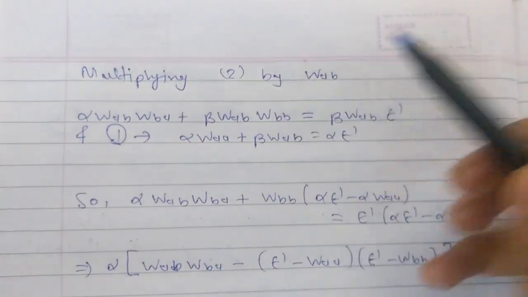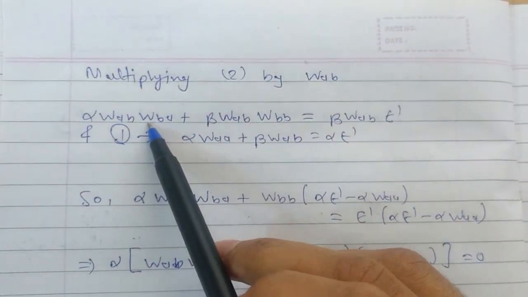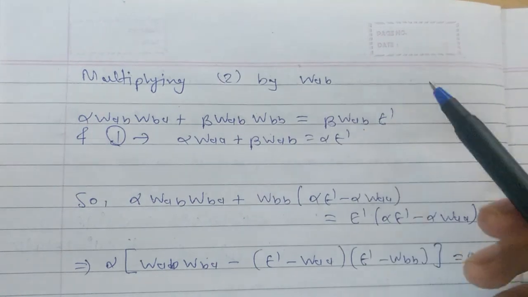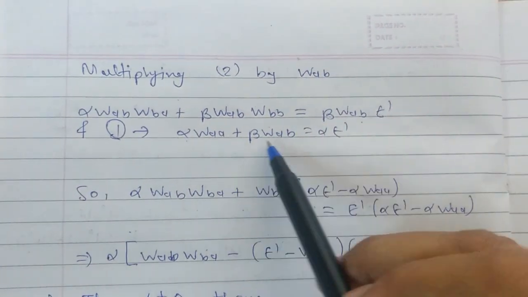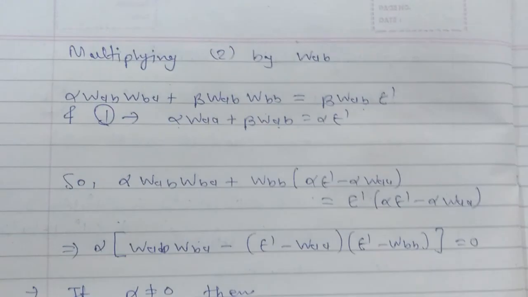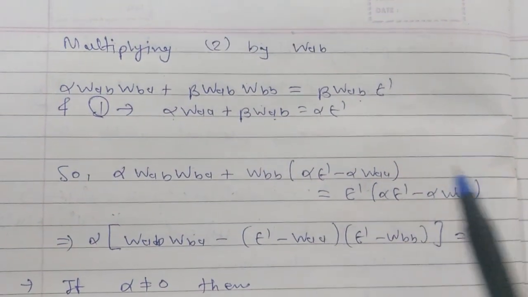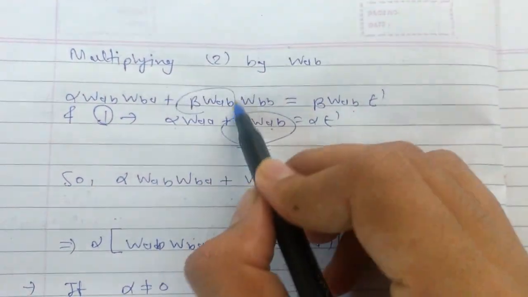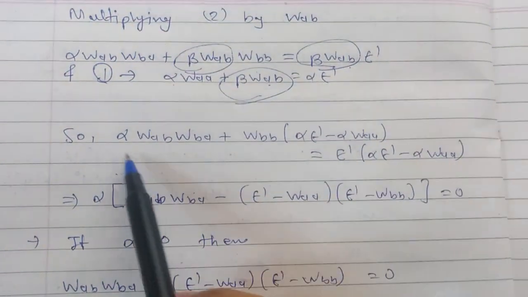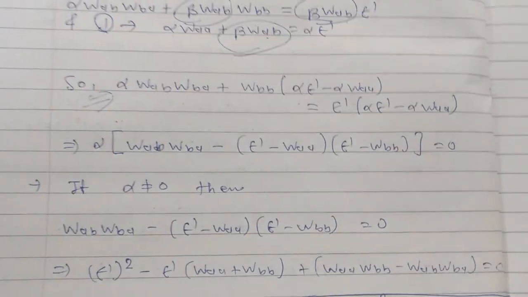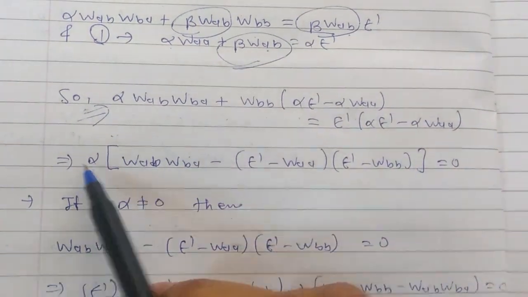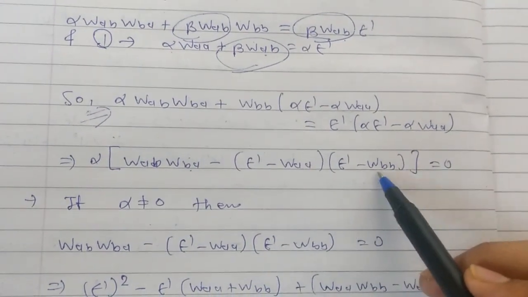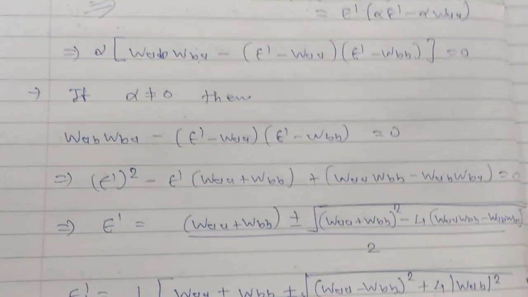Multiplying equation 2 by WAB, we get alpha WAB WBA plus beta WAB WBB is equal to beta WAB E dash, and equation 1 is alpha WAA plus beta WAB is equal to alpha E dash. So putting the value of beta WAB in this equation, we get this form, and by rewriting it, we get alpha times (WAB WBA minus (E1 minus WAA)(E1 minus WBB)) is equal to 0.